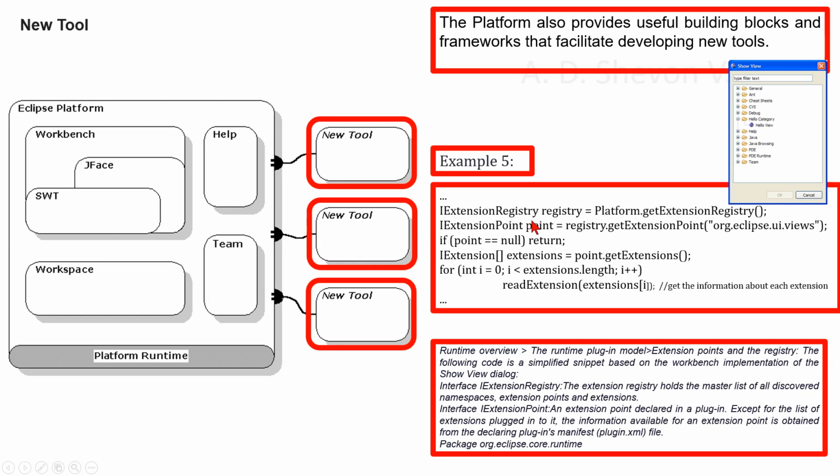Why might a plugin want to know what extensions are present? A concrete example will help show the need for this information and the protocol for getting it. Recall the workbench Show View dialog, which lists all the available views that have been installed in the platform.